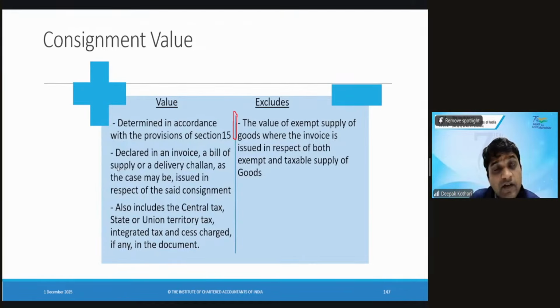What is the consignment value of 50,000? We will see what is the value as per Section 15, that is, the transaction value, and what is the value declared in the invoice. It will exclude the value of exempt supply. Exempt supply value will not be considered for the purpose of the 50,000 rupees threshold limit.